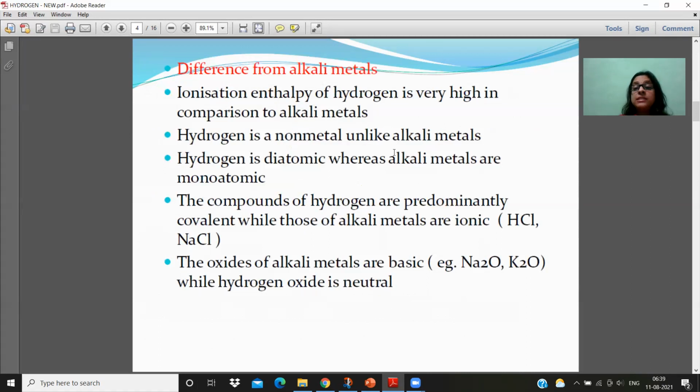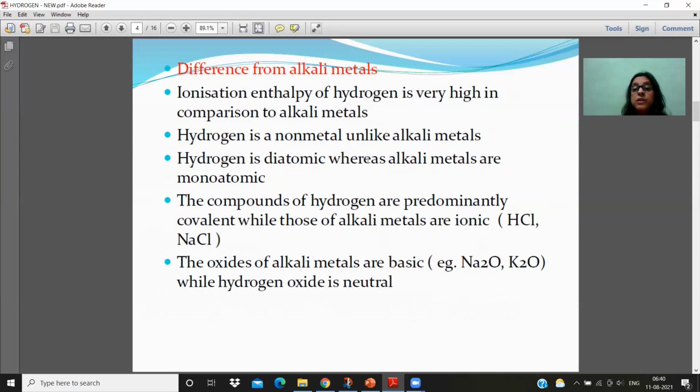Now, what are the differences from alkali metals? If we talk about them, the ionization enthalpy of hydrogen is very high comparatively to the alkali metals, whereas alkali metals show the lowest ionization enthalpy corresponding to their periods. Hydrogen is a non-metal, unlike alkali metals, whereas alkali elements are purely metallic in nature.